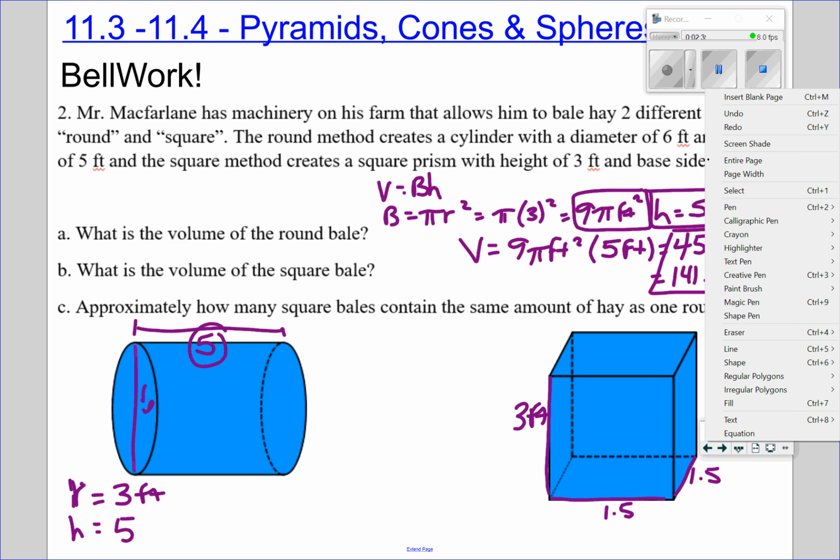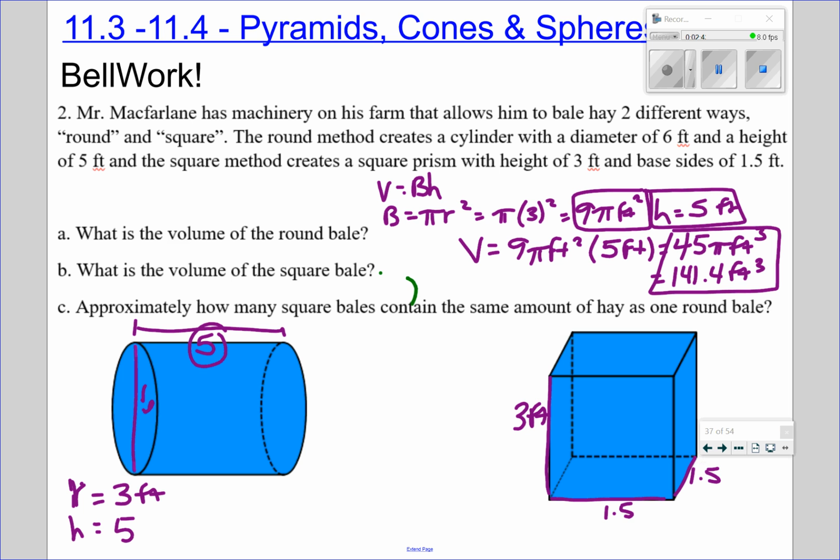Now, if we keep looking, we can do the same thing for our other bale. For part B, it says, what is the volume of the square bale? Well, remember, volume is still area of the base times the height. So the area of our base then would be this base times this height, area of a square. So this would be 1.5 times 1.5, or 1.5 squared. And then if you look at the height of your shape, you can then account that for 3 feet. So our height would be 3 feet.